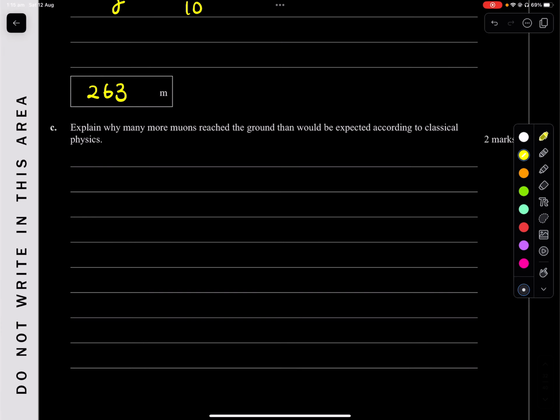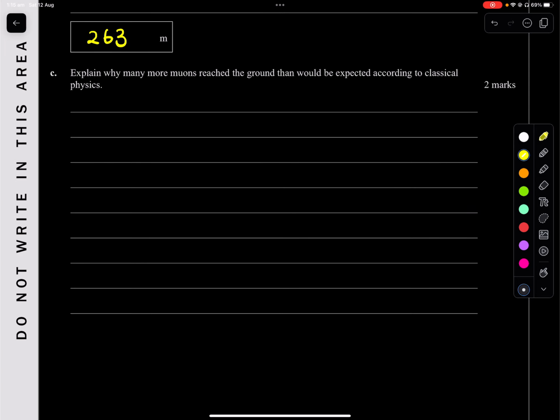Explain why many more muons reach the ground than would be expected according to classical physics. This is what I want to explain. Okay, this is the best way to explain it. So, let's write. So, 2 marks.